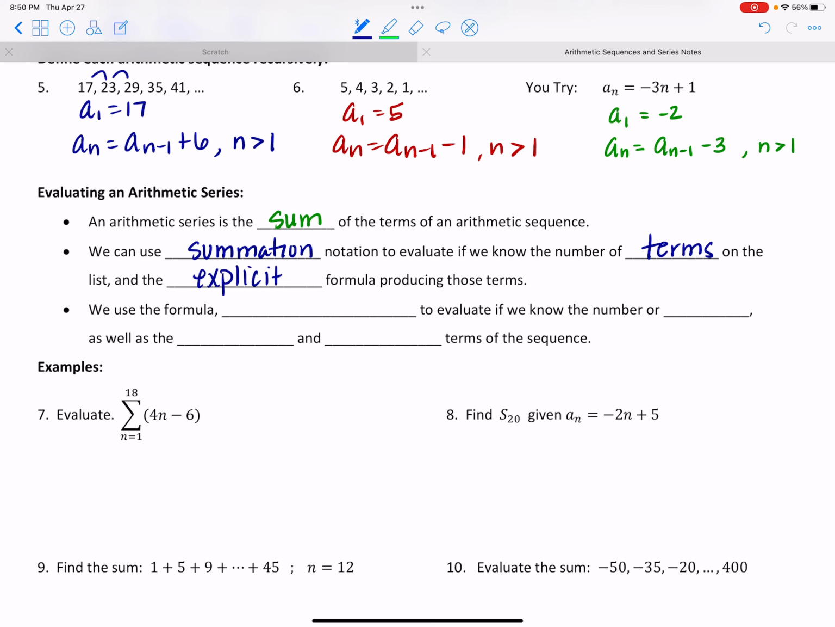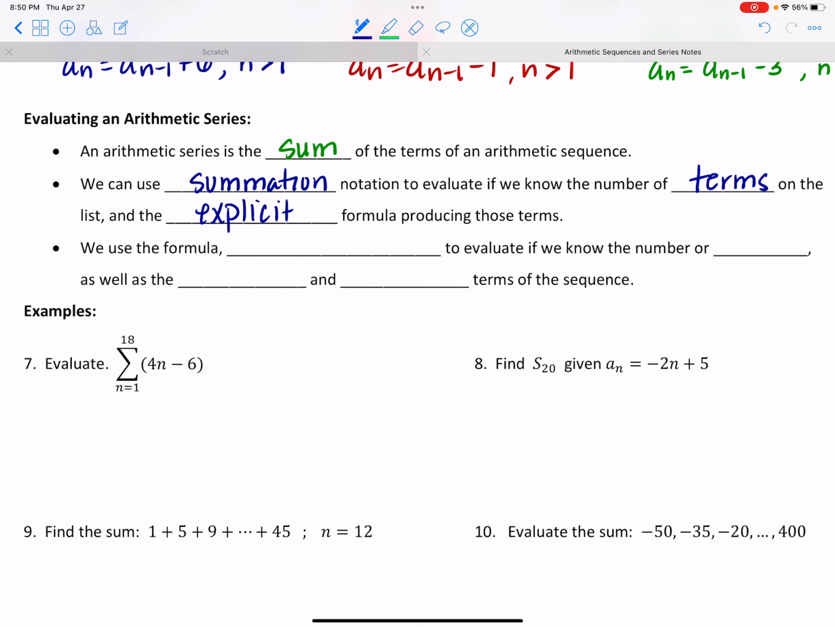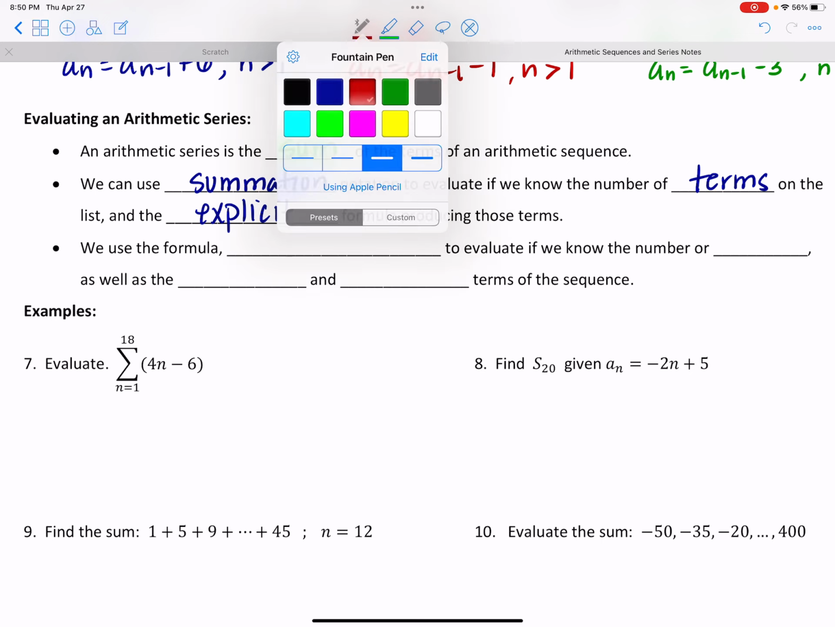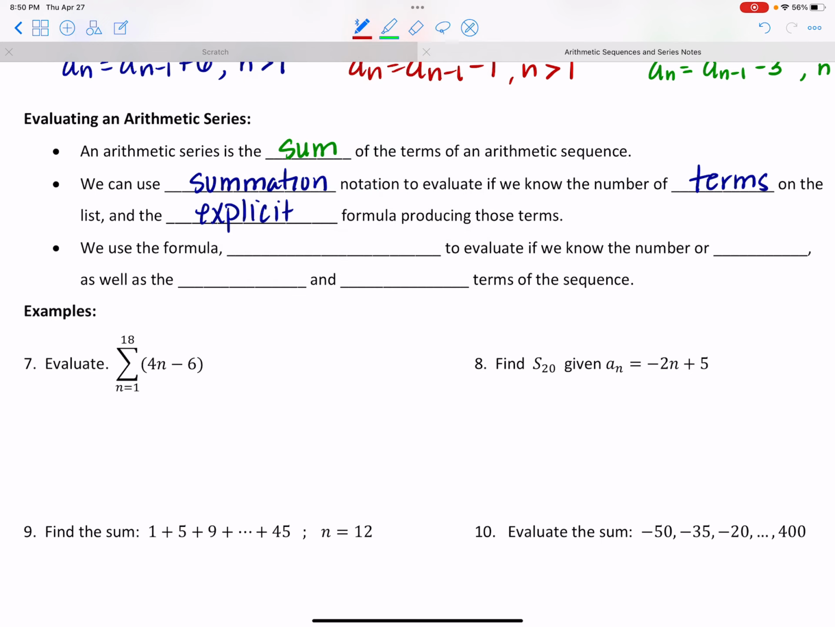Now, in addition to the summation notation, there's also an actual formula to calculate the sum that does not use the notation. The formula says that for an arithmetic sequence or series, the sum for n terms in an arithmetic series will be n divided by 2, so that's the number of terms divided by 2, multiplied by a sub 1 plus a sub n.